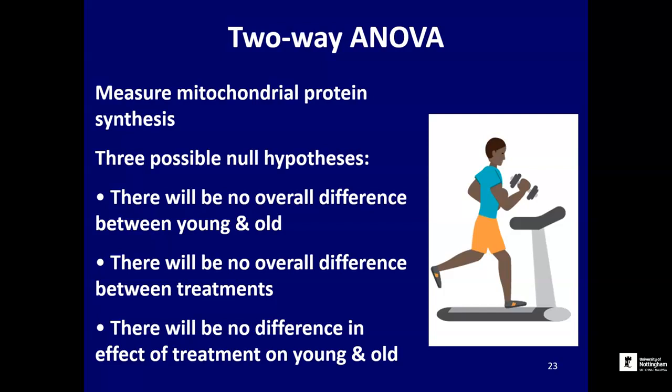We've got young and old people in the trial, so one simple null hypothesis we could test is whether there's any overall difference in protein synthesis between old and young people. We've also got the 4 different exercise regimes or treatments, so we could look for differences among those. So we can test the null hypothesis that there is no overall difference between the exercise treatments.